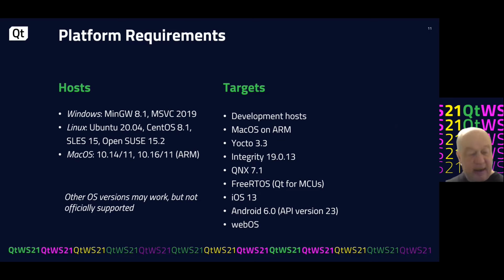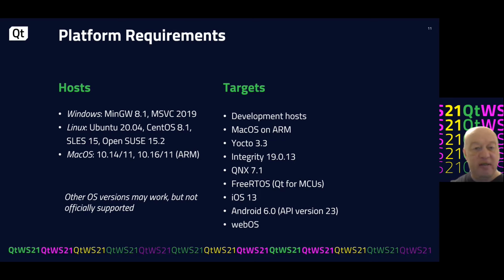And then there are the platforms that we require and support. So for the host platforms, the biggest requirement is that the development platform needs to have C++17 support. So they are the most modern Windows, Linux, and Mac platforms that have that support, so you can use those for development. And then for the targets, there is the list of target platforms that we have at the moment, also including, of course, the development hosts.